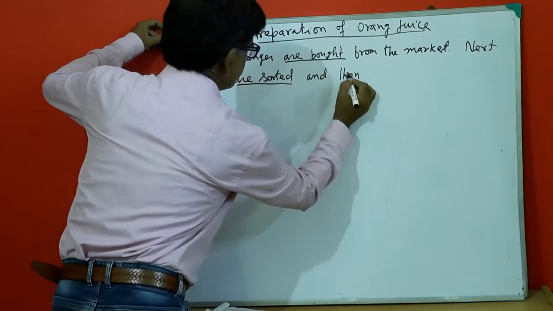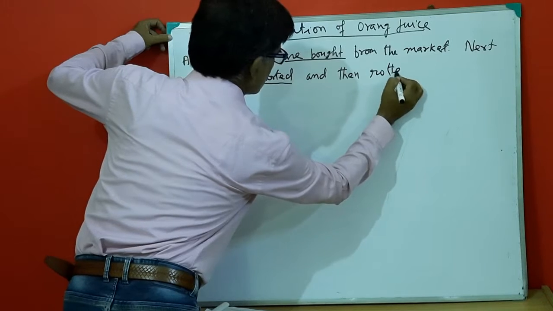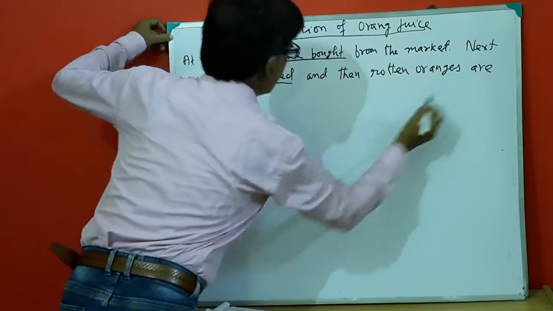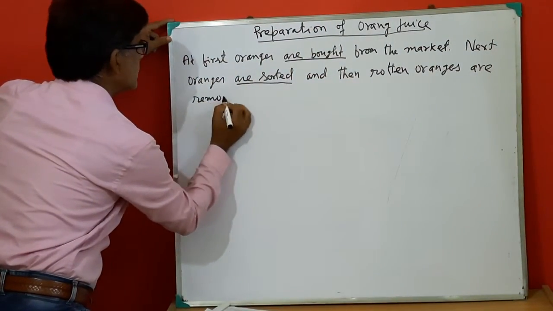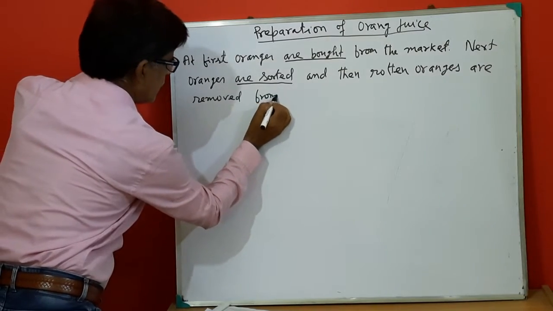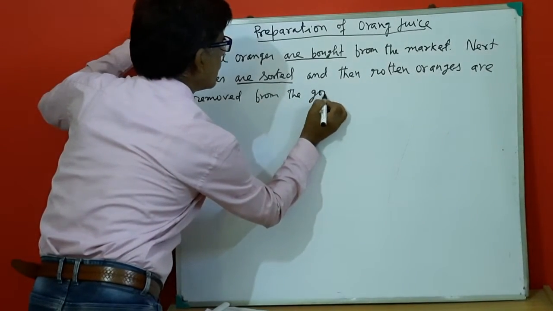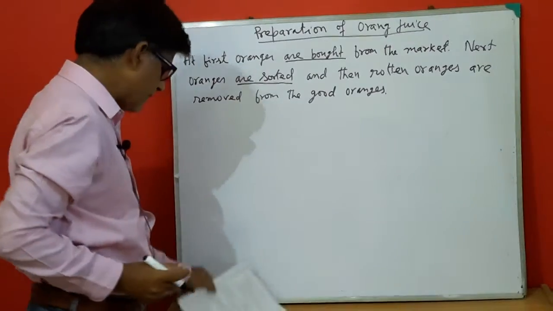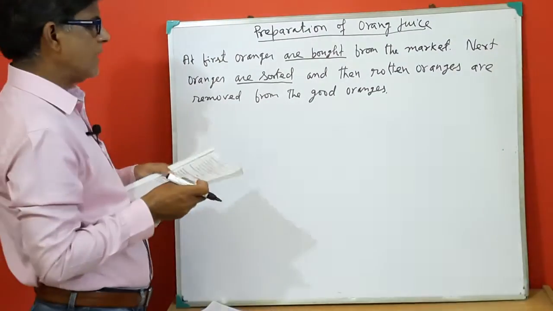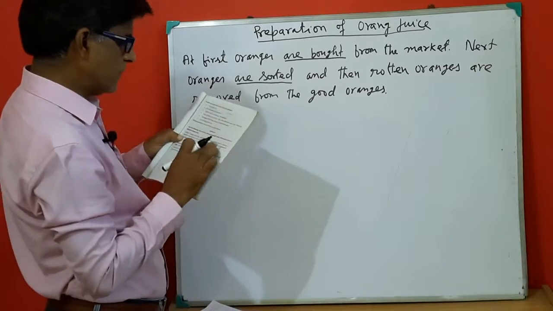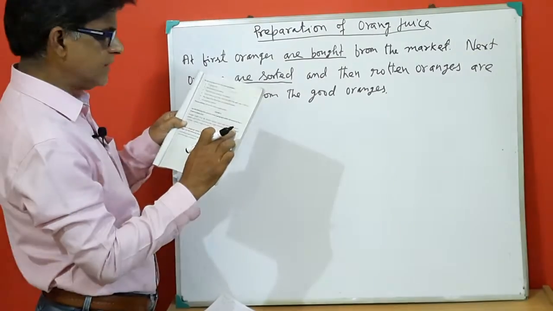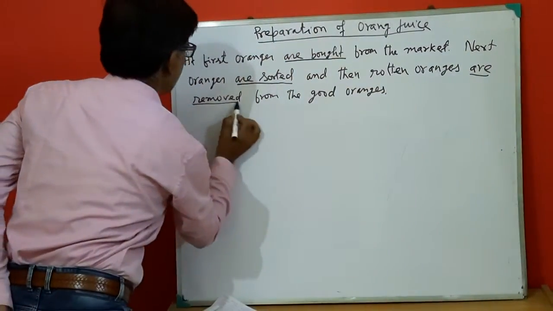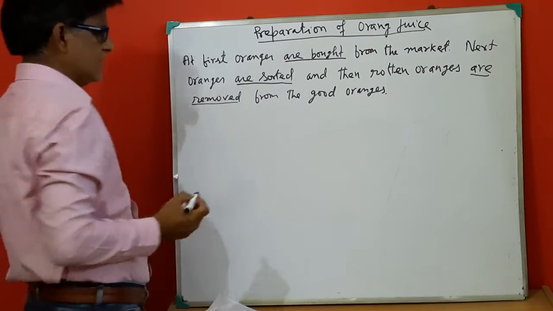then rotten oranges are removed from the good oranges. So our third point is rotten ones removed. That means rotten oranges are removed. The verb is given in the text, removed, and you have to supply just are removed. Are removed from the good oranges.